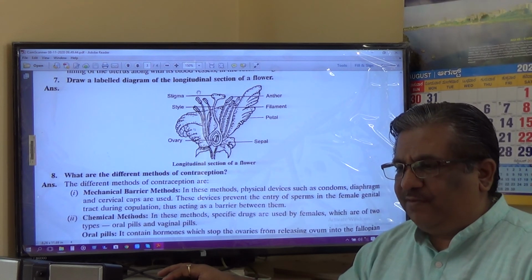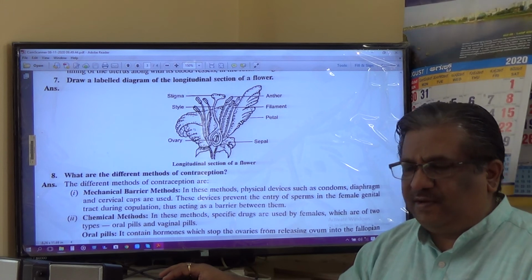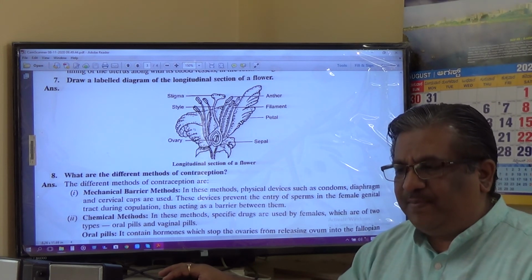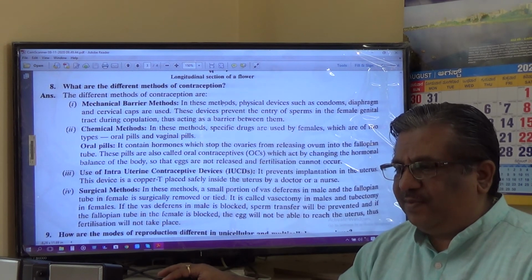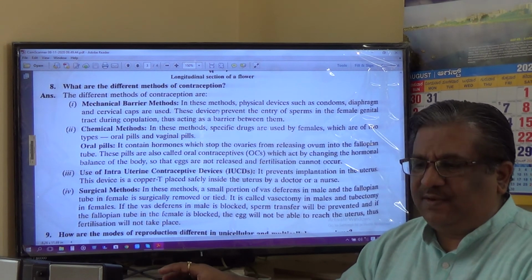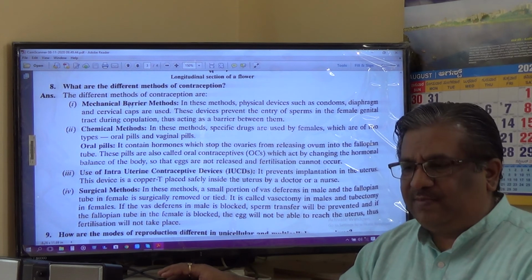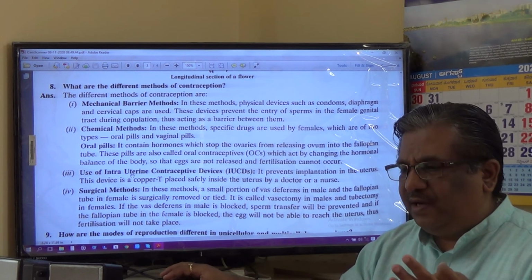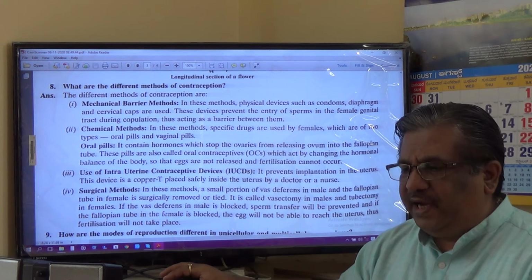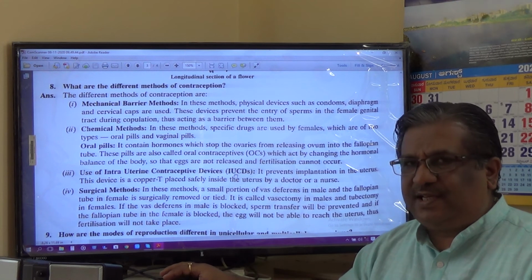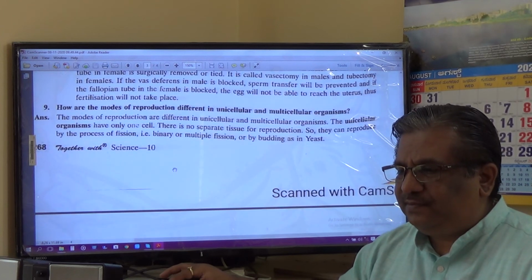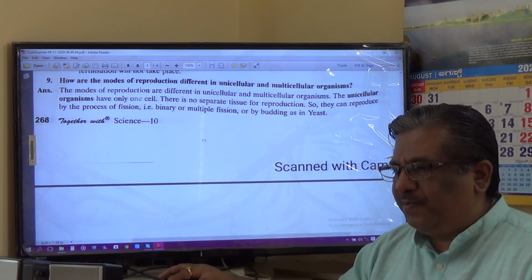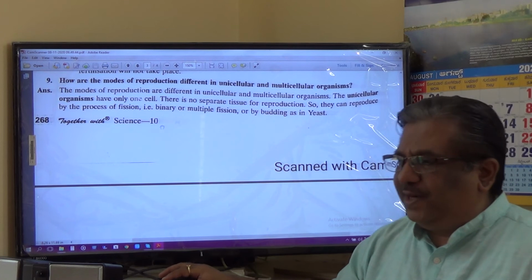Draw a labelled diagram of the longitudinal section of the flower. This is the longitudinal section, and you have to name the parts here. We have already studied. Next, what are different methods of contraception? Just now I discussed 4 methods: mechanical, chemical, IUCD, intrauterine contraceptive device such as loop and copper T, and surgical methods.